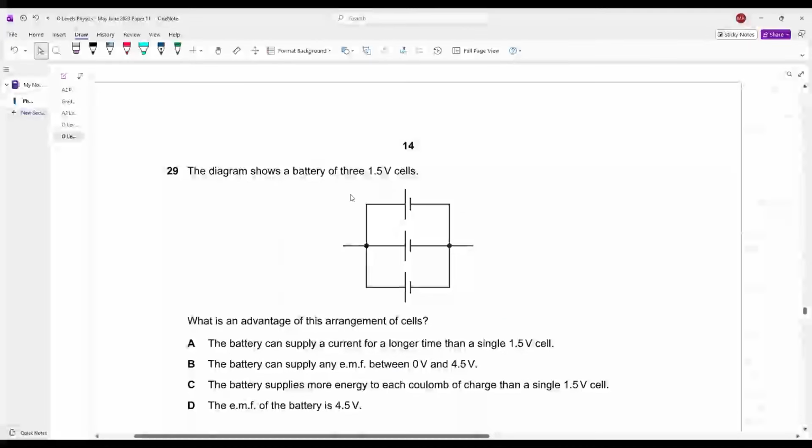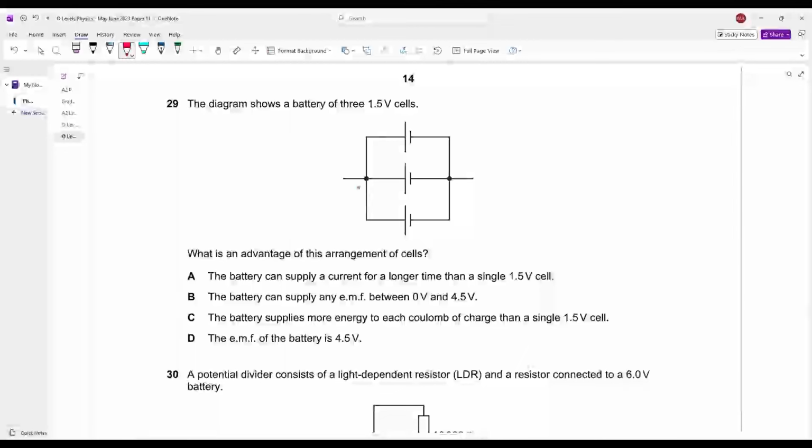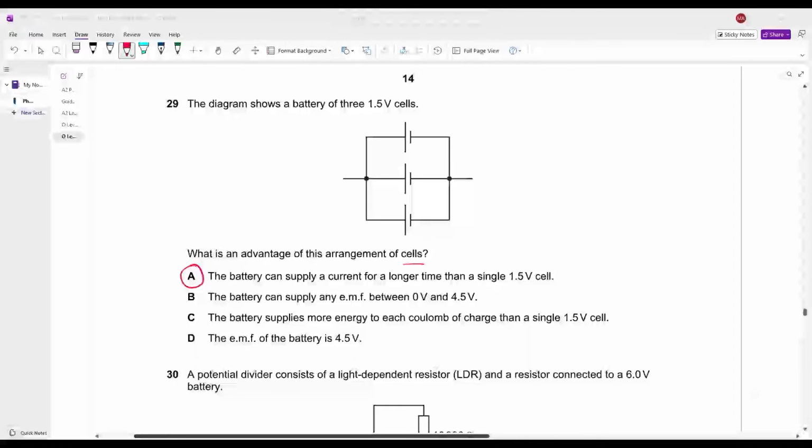The diagram shows a battery of three 1.5 volt cells. What is an advantage of this arrangement? ये cells क्या है? Parallel में लगे हुए. The battery can supply a current for a longer amount of time. 29 का आंसर भी A हो जाएगा. Let's further move ahead.